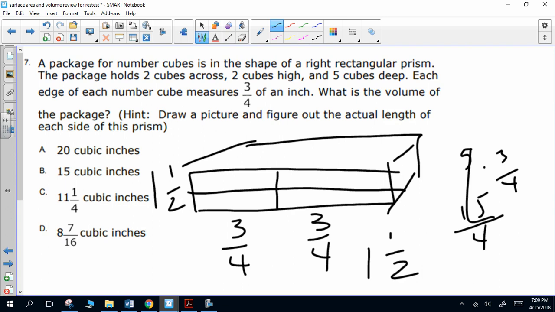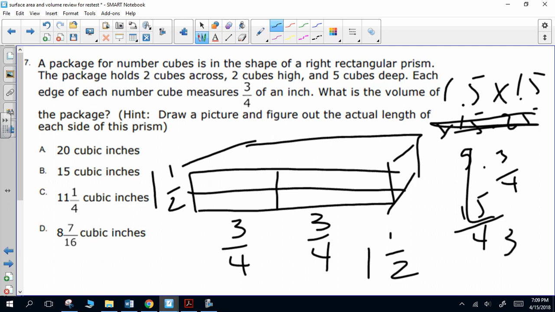So that means that it measures 1 1/2 by 1 1/2 by 15/4, which is 3 3/4. So if I multiply that, 1.5 times 1.5 times 3.75, that equals 8.435. Something's not right. Oh, it's right here.